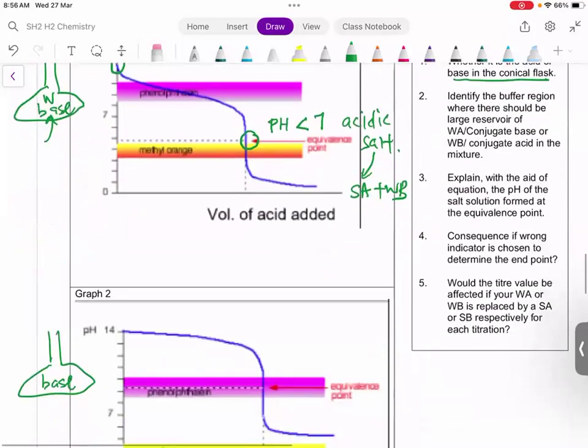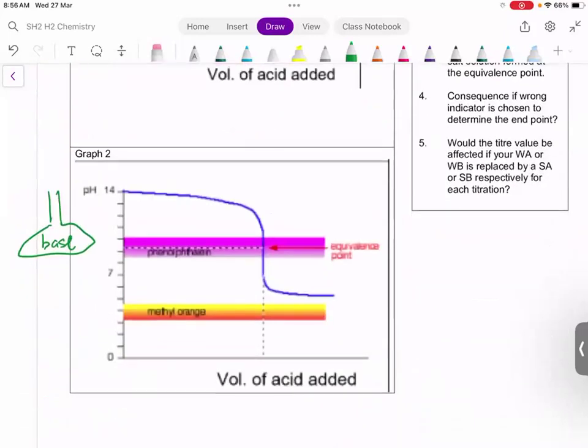Same thing for graph number 2. I noticed that the pH value is more than 7. So this means what? It's a basic salt. So basic salt means what? Strong base and weak acid. So this is my strong base in the conical flask, and my burette will contain the weak acid. Okay, so this is how you visualize your titration.